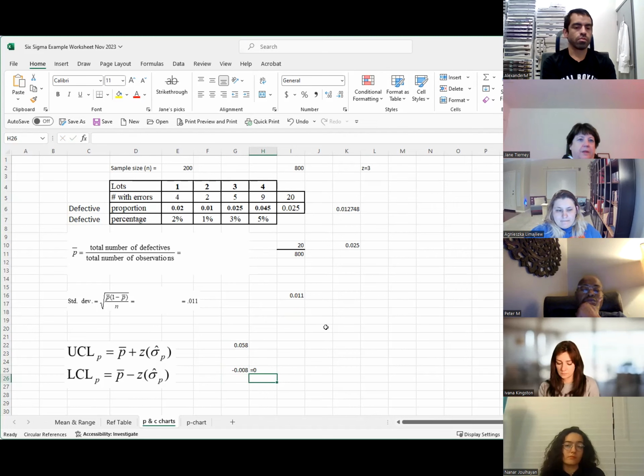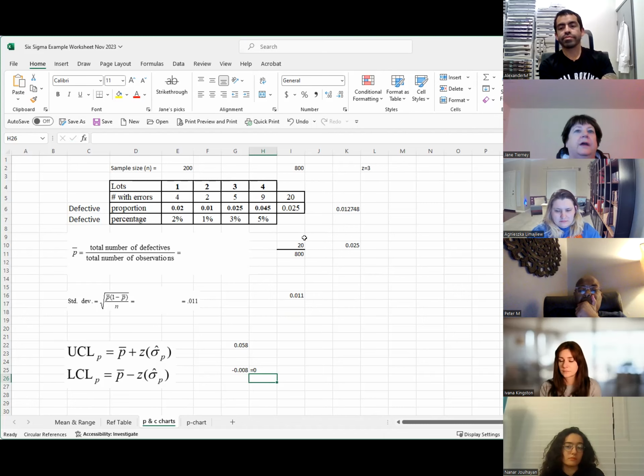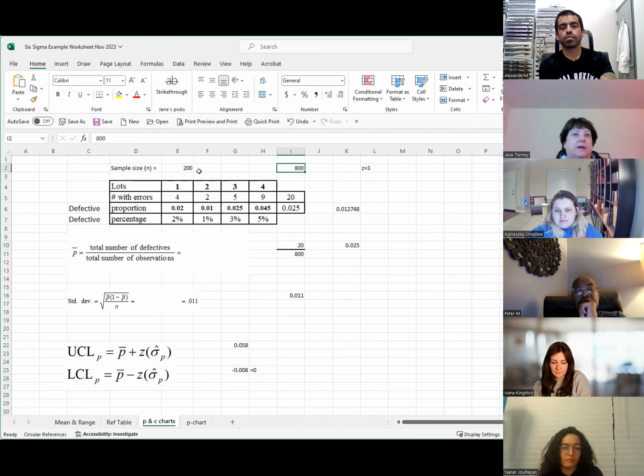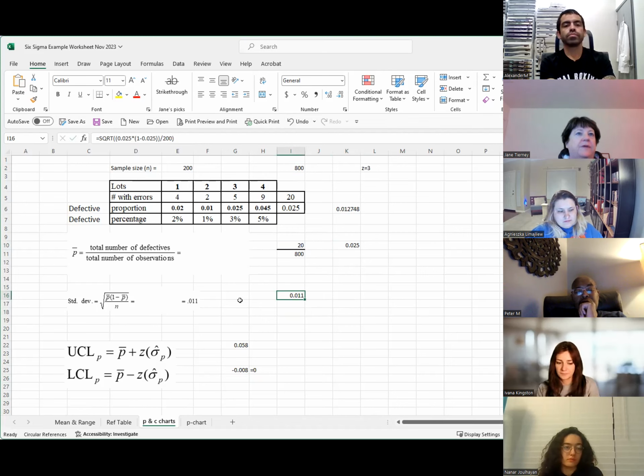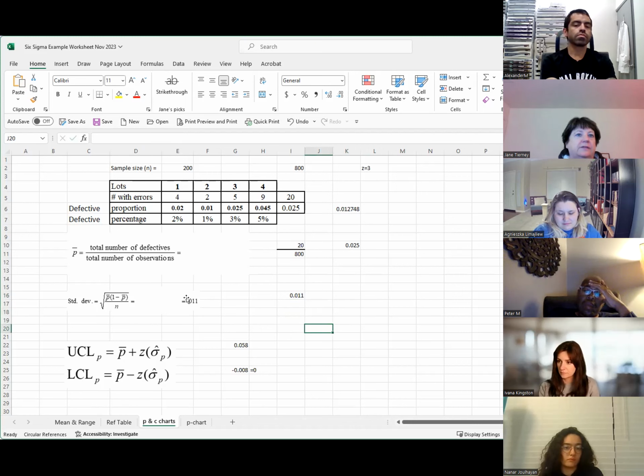Yeah, thank you. So I'm sorry if I made that really confusing, but hopefully with the math in here, you can see that. This is going to be the 20, which is this number here, the total number of errors. We're going to divide by the total number of observations, which is 800. That's up here. And we know that because each sample size is 200. That gives us the 0.025. The 0.025 times 1 minus 0.025, and then we're going to divide by 200, which is the number in the sample, and then we're going to take the square root of that, and that's going to be the 0.011. So this has the answer in it too.